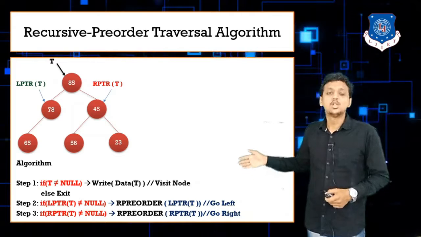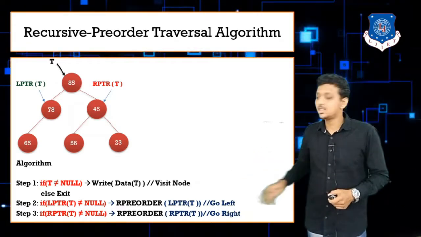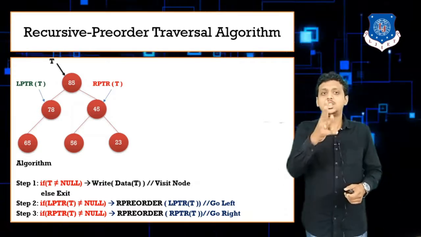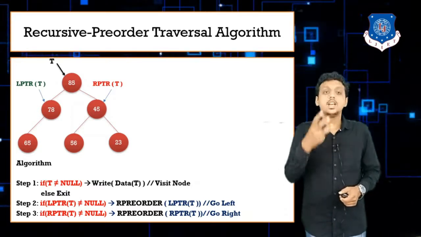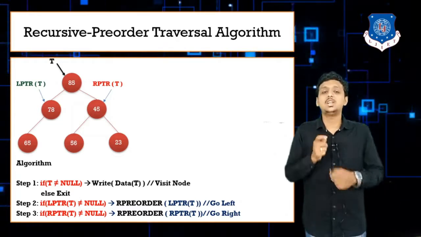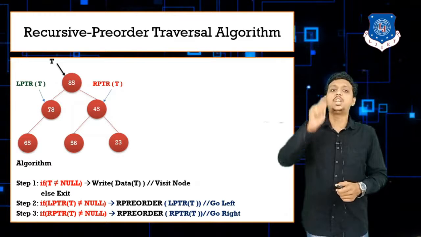Step number 2 is go towards the left side and apply the function. Step number 3 is go towards the right side and apply the function. Okay, so only these 3 steps are there. As only 3 steps are there, I am going to execute each and every step. I am going to trace this algorithm for each and every node.